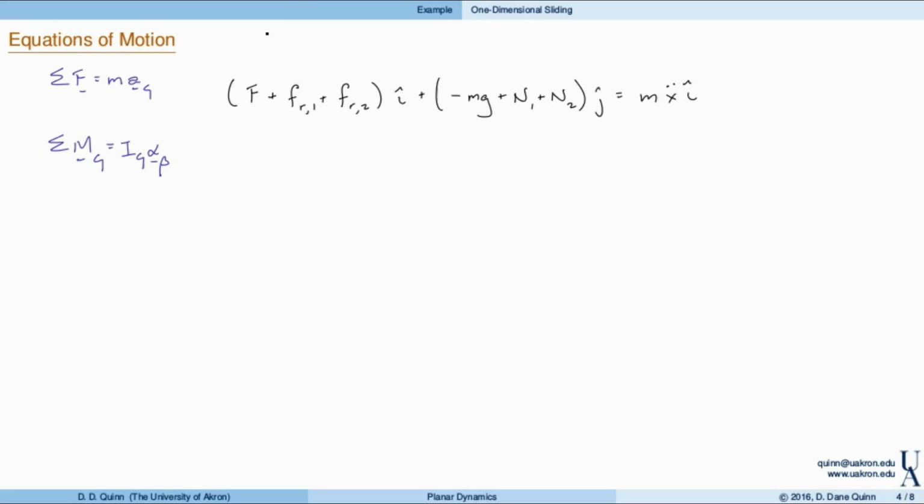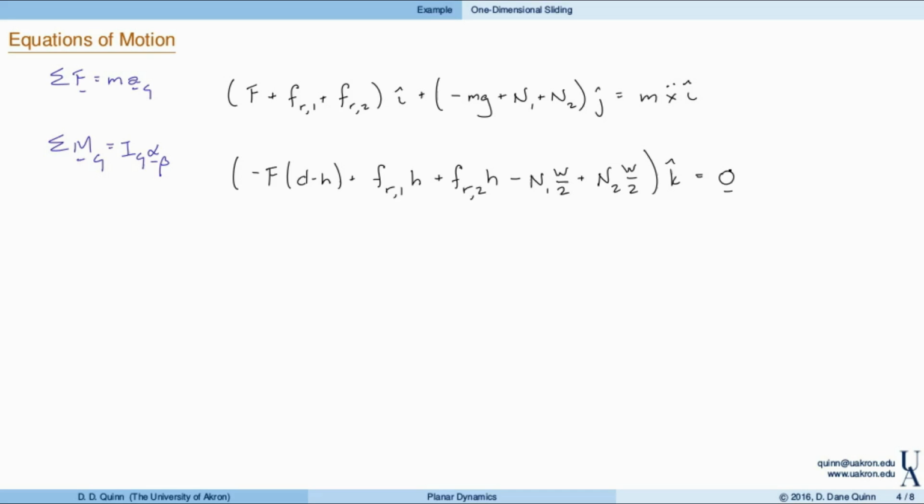So as a result, we can find that the total net moment acting on the block is minus F times (d minus h), plus the friction force at the left support times h, plus the friction force at the right support times h, minus N1 times w over 2, that was the width between the supports, plus N2 times w over 2, and all of those are in the k direction. And again, because there's no angular acceleration, this has to vanish.